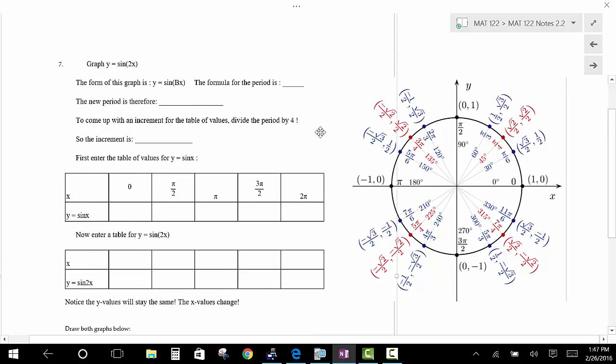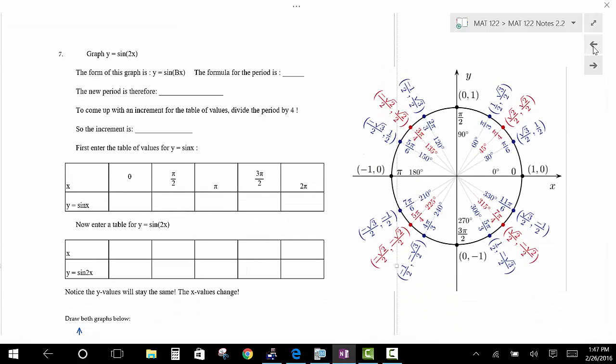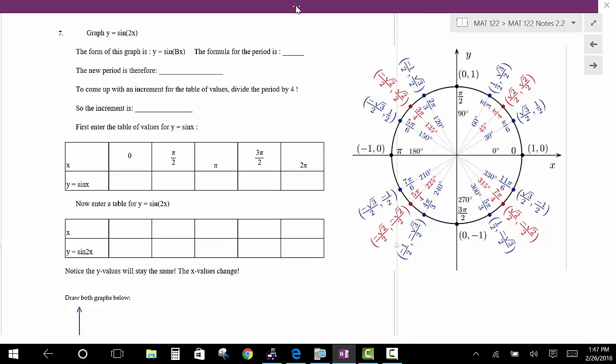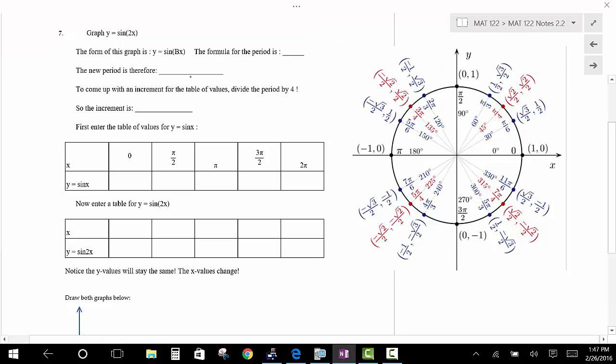Now if we go to the next page here, we're going to begin to put together some graphs. It's real important on these problems that you go through and identify everything. So we do have a period change on this one. The first thing we're going to do is the formula for the period, which is 2 pi over the absolute value of b. So b is that value, so it's going to be 2 pi over 2. That means the period is going to be pi because the units cancel out.